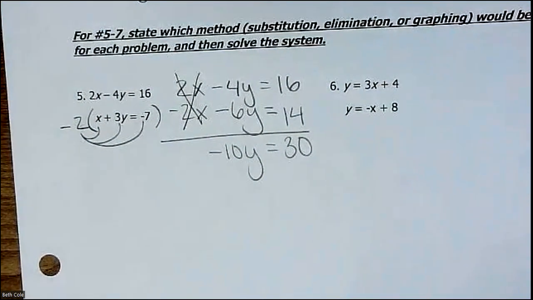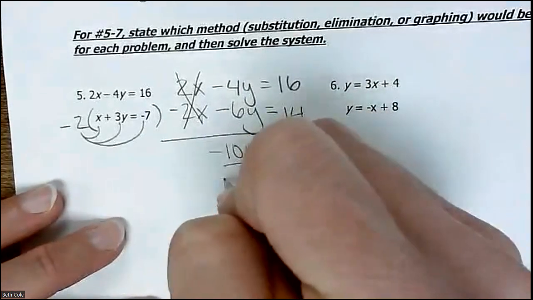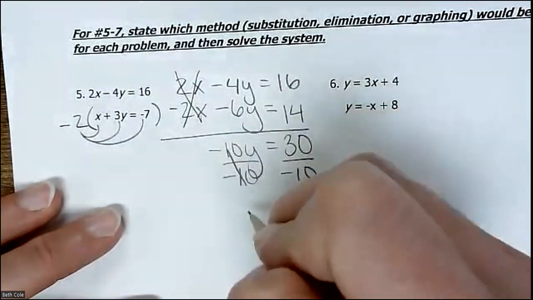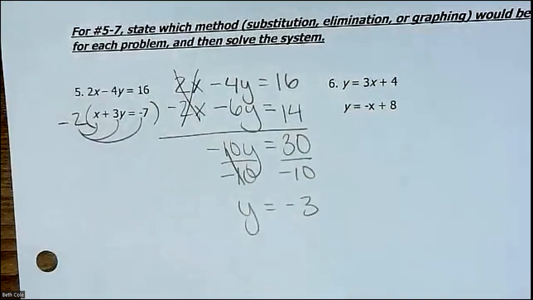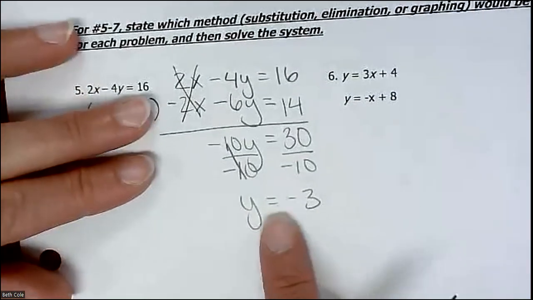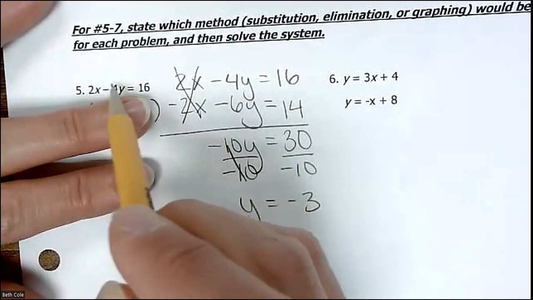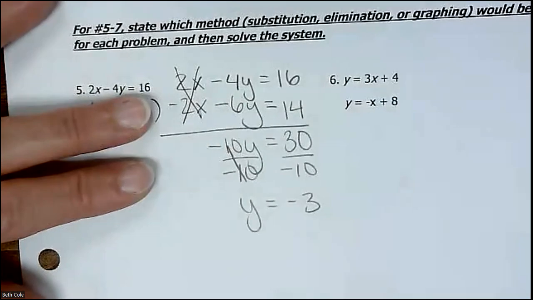And what would you do to solve? Well, that is the answer, but you get that by dividing. Good. So you get y equals -3. Now you're not quite finished. You found y. What do you still need? X. You're going to take this -3, plug it back in for y in the original equation. So look, follow me on this.